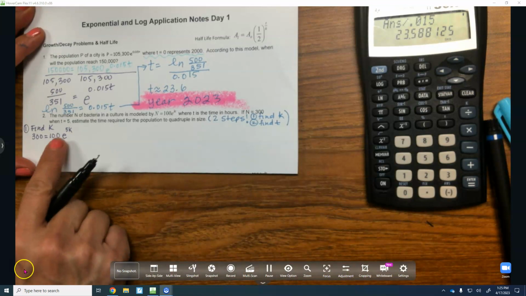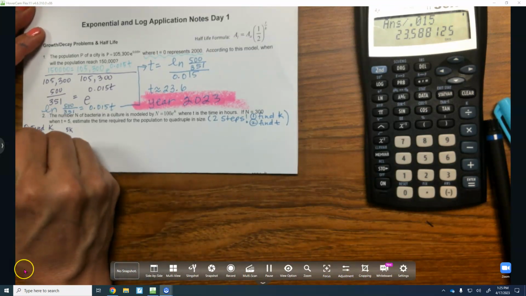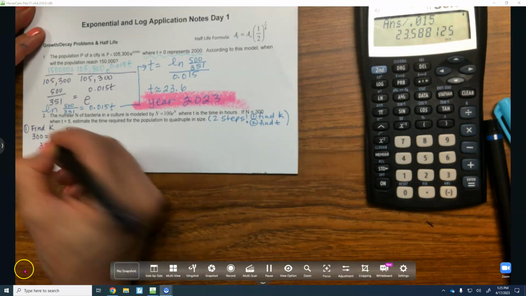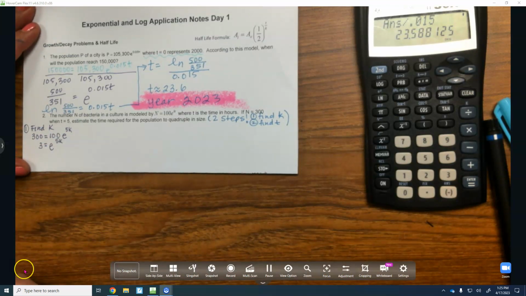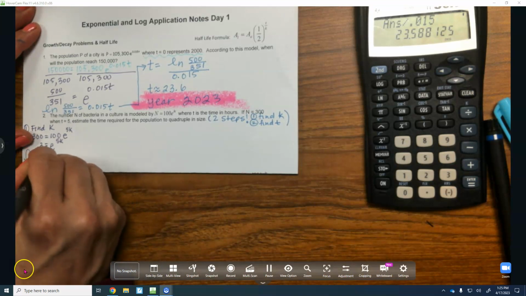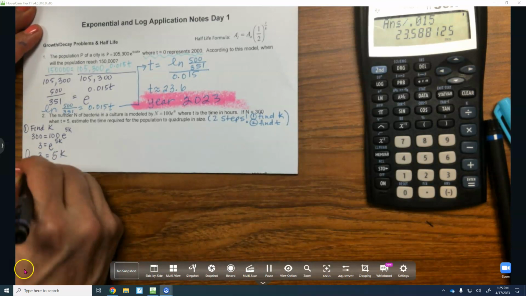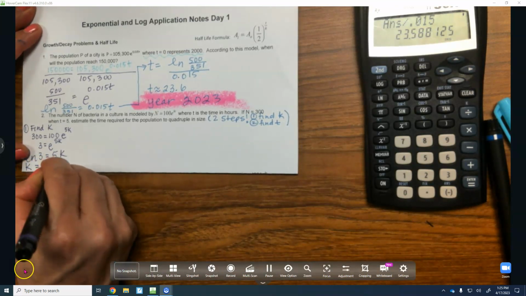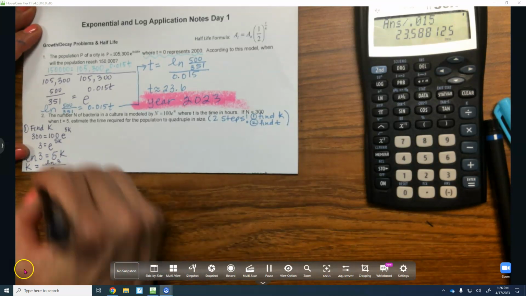All right. Now again, exponents need to be by themselves. We're going to divide both sides by 100. So that's going to be 3 equals e to the 5k. And again, I can't make 3 a power of e. So here we go. We're going to convert this to log form. So ln of 3 equals 5k. So we're going to divide both sides by 5. So k is going to equal ln of 3. And remember, all of that is divided by 5.